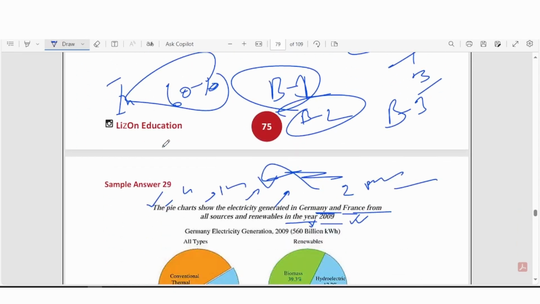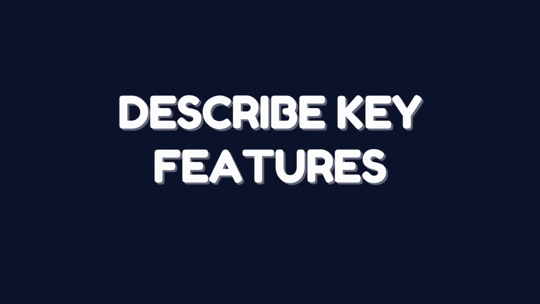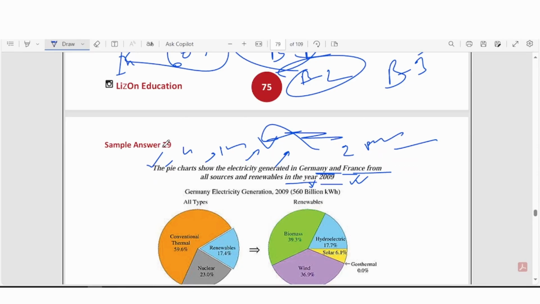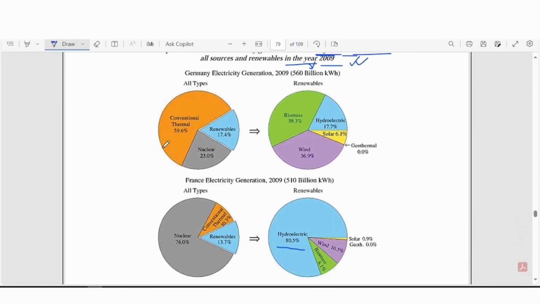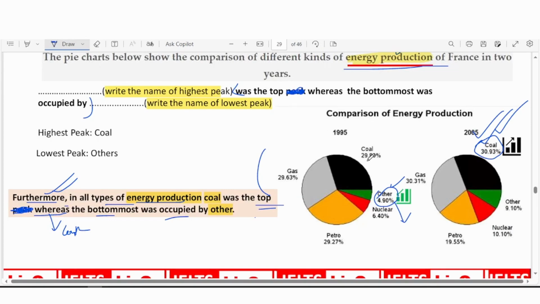Let me give you in the right way. The first thing you really want to do, that describe your key features. Super important. First step, what is your key feature here? Maybe this one is your key feature, right? This one is your key feature, this one is your key feature. These are your key features. So you have to describe your key features properly. That's very important. So different kind of graphs will have different key features. Like here, which one is your key feature? Your key feature is coal, your key feature is other, right? These are your key features. You want to describe those key features properly.